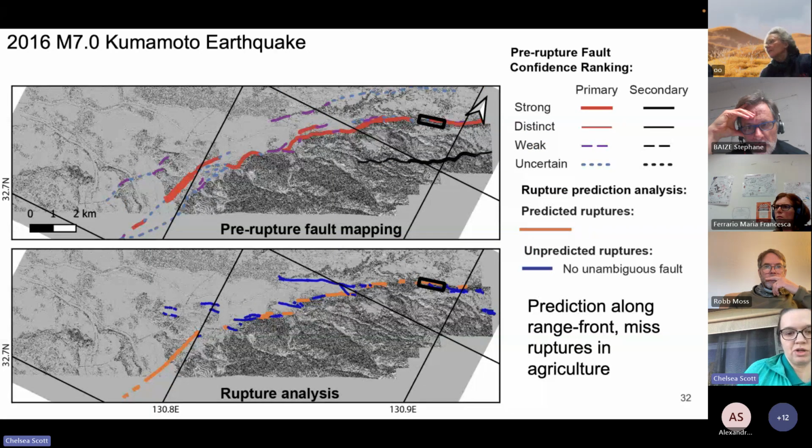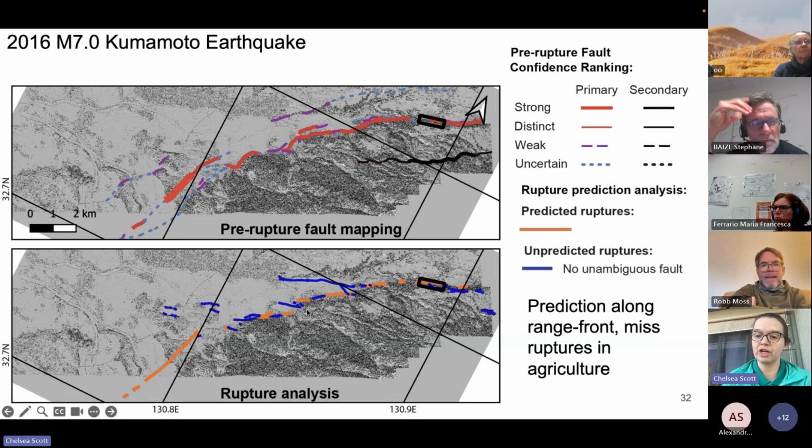And here's that example analysis looking at the Kumamoto earthquake. In this case, we find in orange that many of the ruptures that occurred along the range front were predicted by the pre-rupture mapping. Those again are shown in orange, and in blue, these were the missed ruptures, and they largely occur in these agricultural landscapes with limited to no preservation potential.